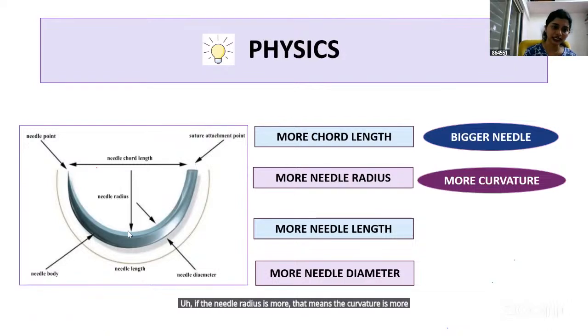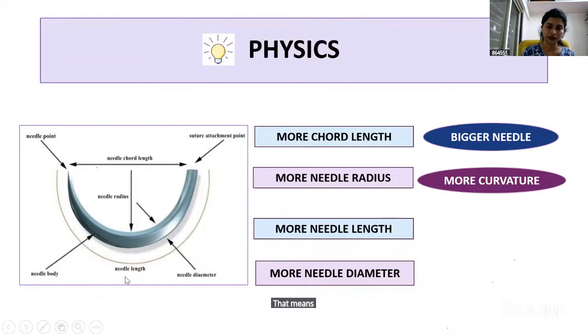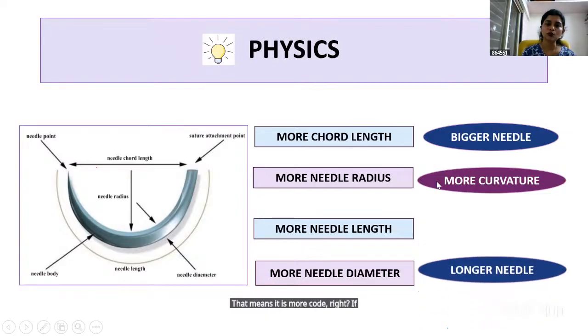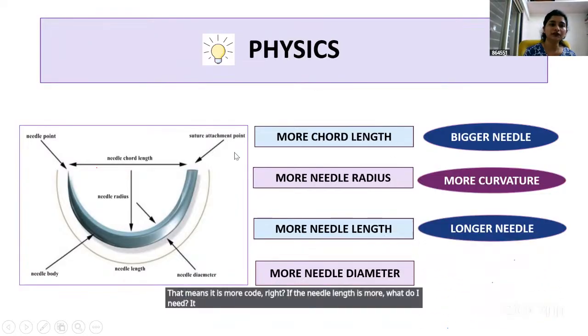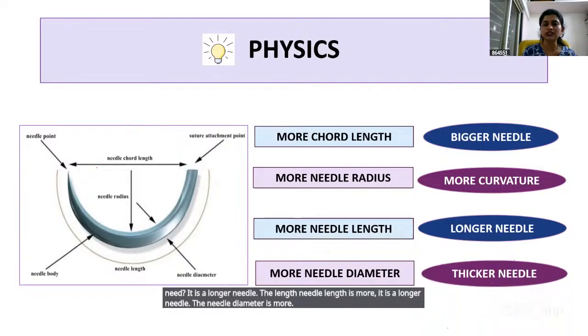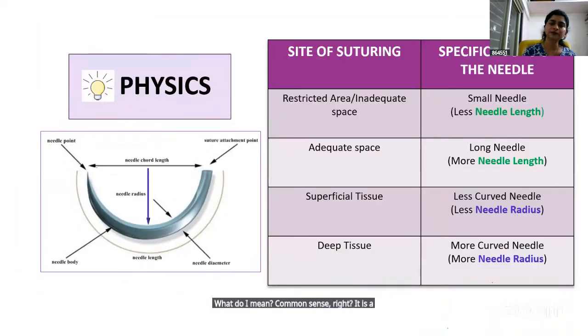See, if the needle radius is more, that means it is more curved, right? If the needle length is more, what do I mean? It is a longer needle. If the needle diameter is more, what do I mean? Common sense, right? It is a thicker needle, okay?